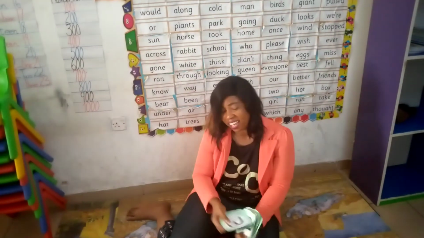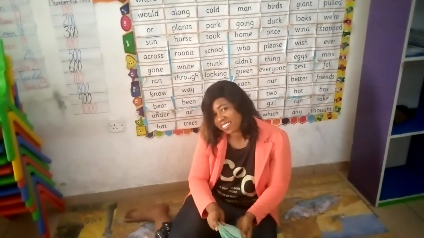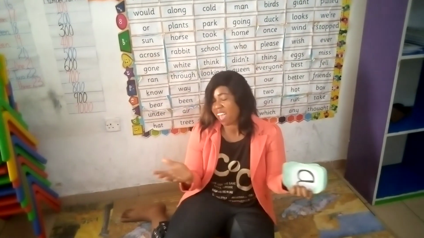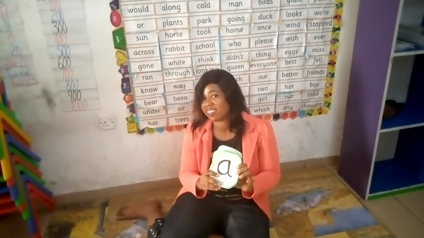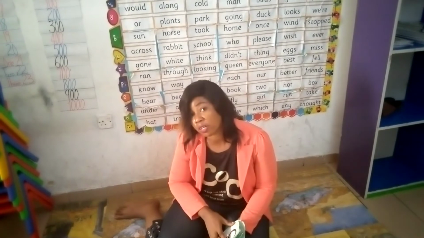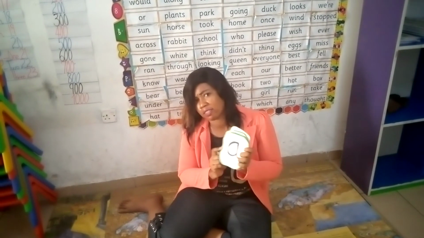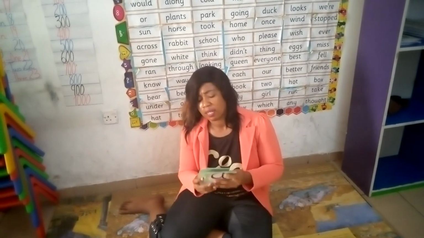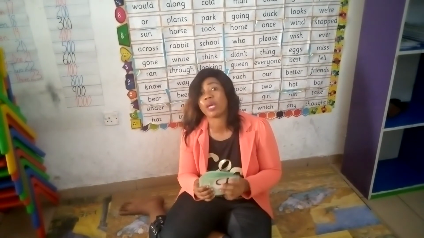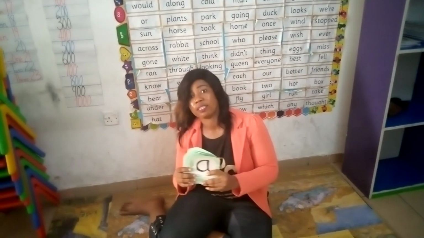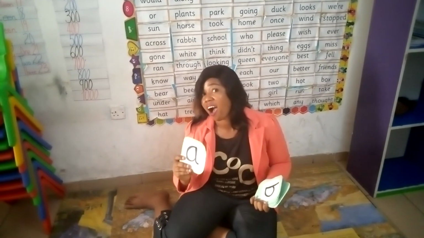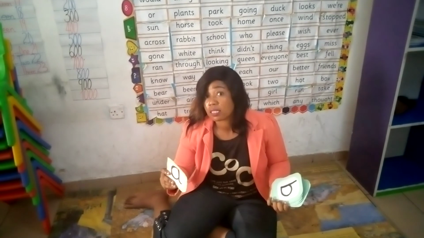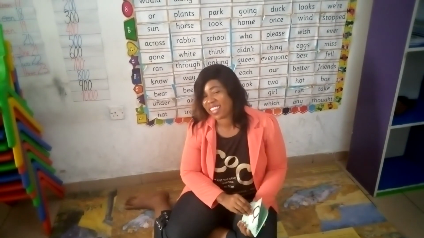The A says A. Every letter makes a sound. The A says A. In our next video, we'll associate these letters. We associate the sounds with different objects. Should I give an example of it? The A says A, as in what? You figure out yourself. Thank you.